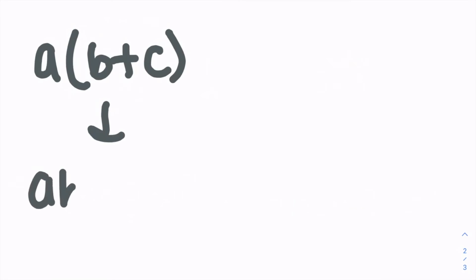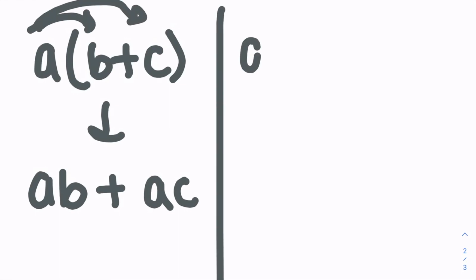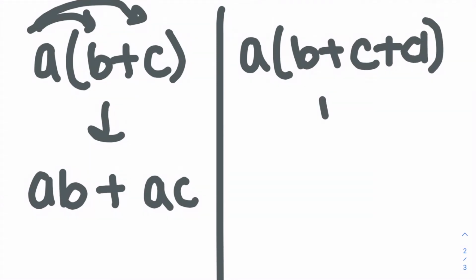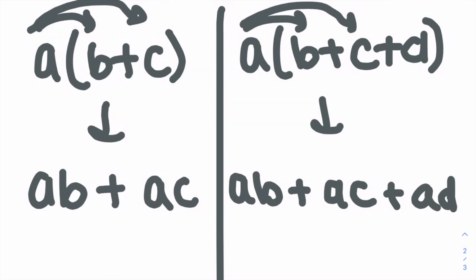Now, let's review the basic concepts of the distributive property. First, when we have A times B plus C in parentheses, we will distribute the A and multiply it by the 2 different elements inside the parentheses to get AB plus AC. For the second example that we looked at, A times 3 elements in the parentheses, we will do the same thing and multiply the A times all 3, so AB plus AC plus AD, distributing out the A.